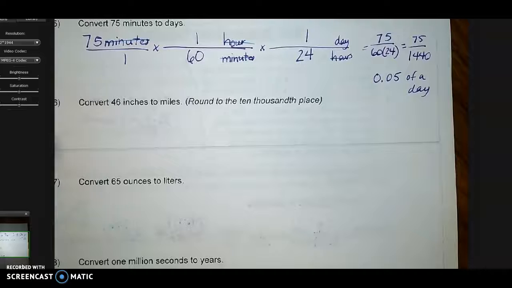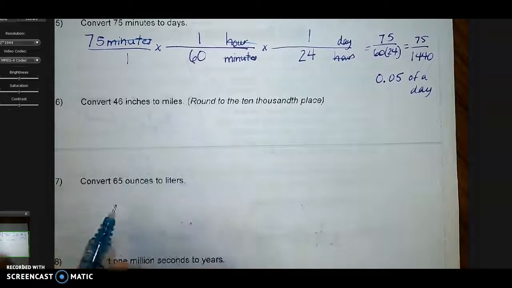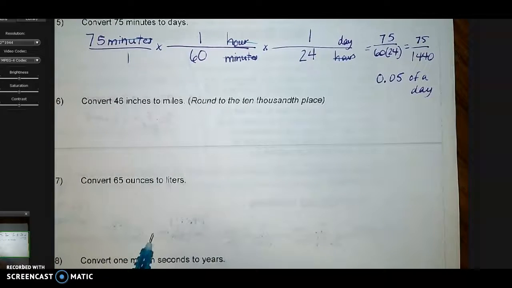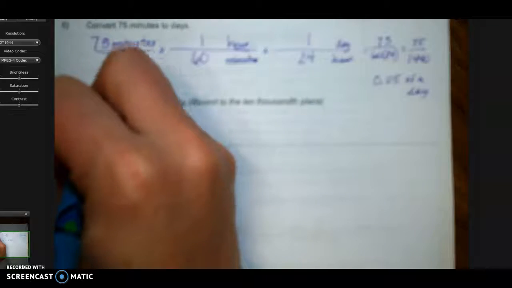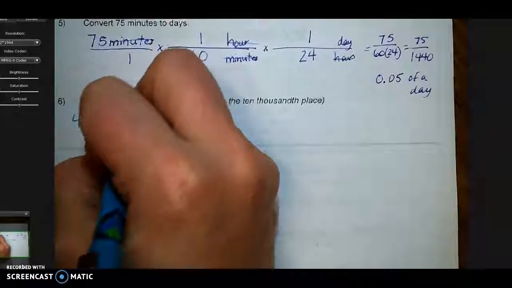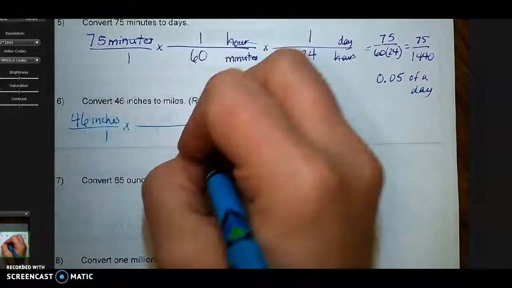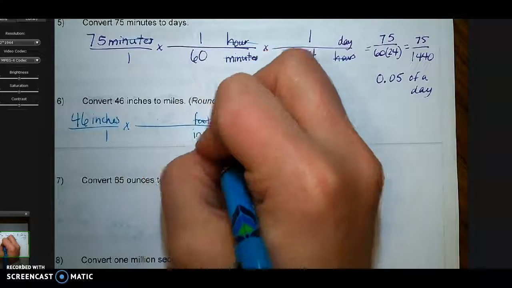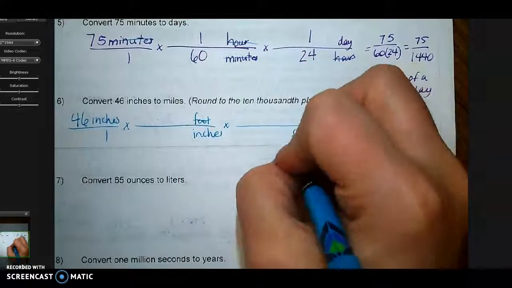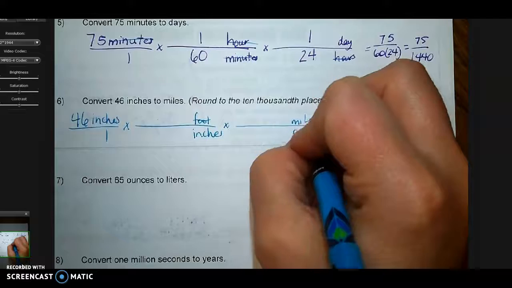The next one we have here is we're going to convert 46 inches to miles. Once again, we're going to have something very tiny because 46 inches is not even 4 feet, and a mile is 5,280 feet. So this is a little tiny part of a mile. So 46 inches. I don't know how many inches there are in a mile, but I know how many inches there are in a foot. And I know how many feet there are in a mile.